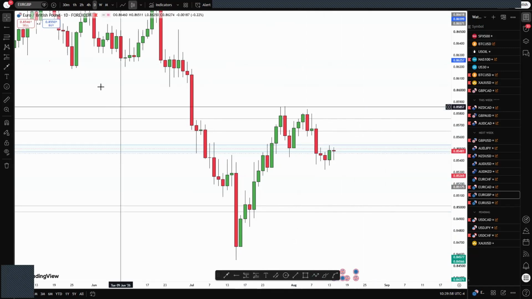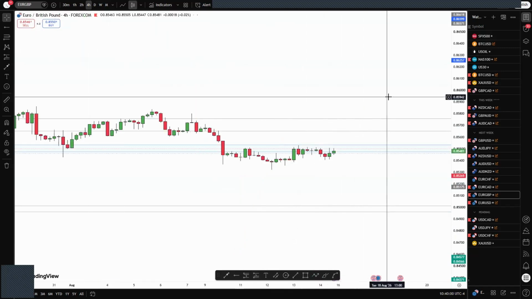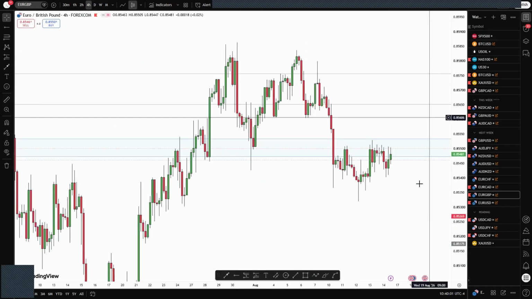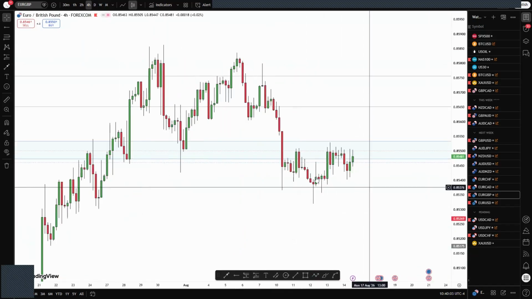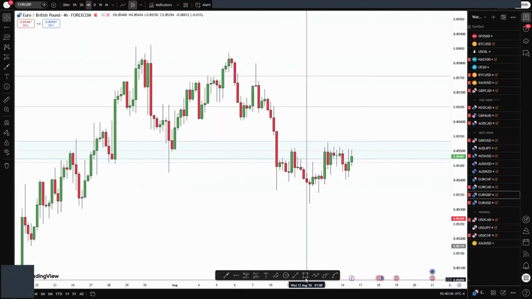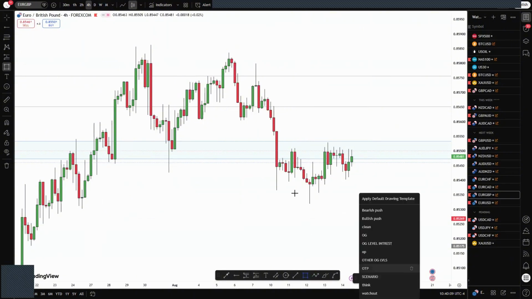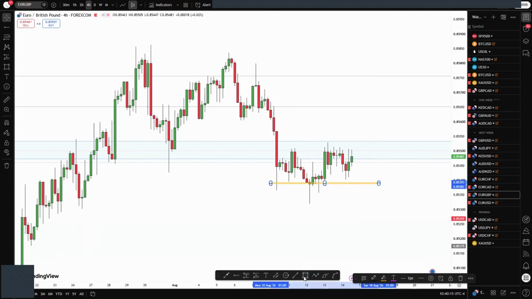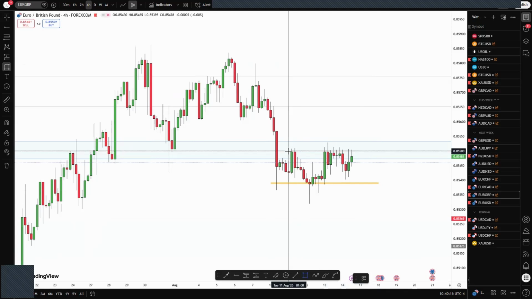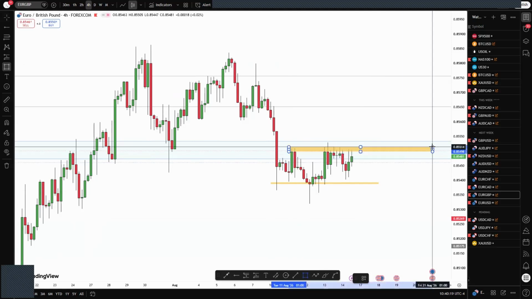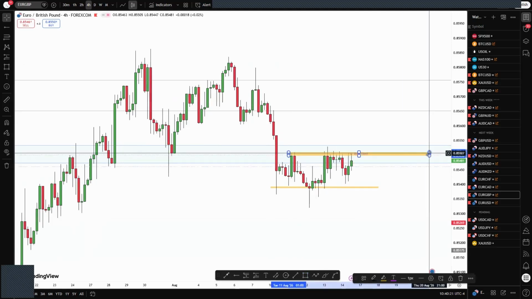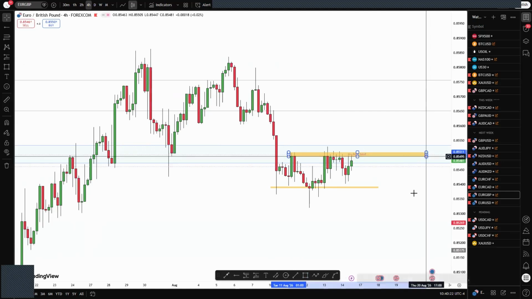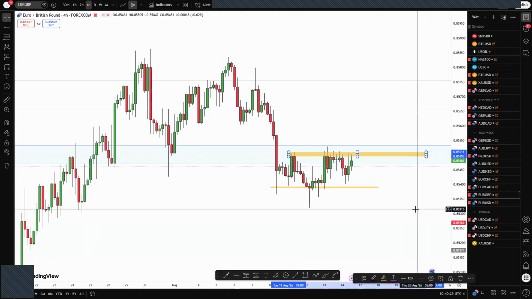So now let's switch to a lower time frame. The short time frame is this. This was the low low. And this was the low high.